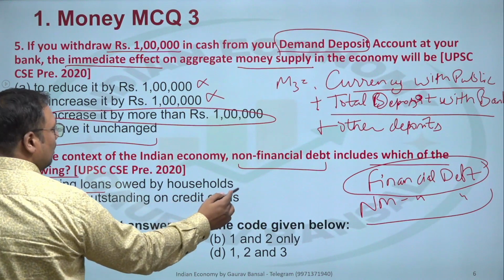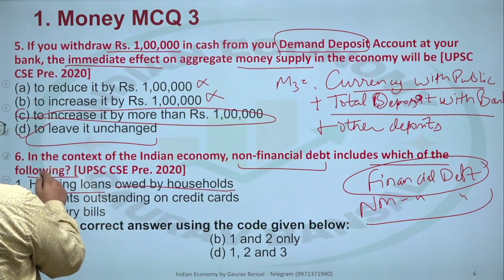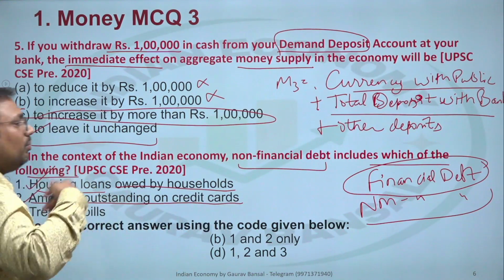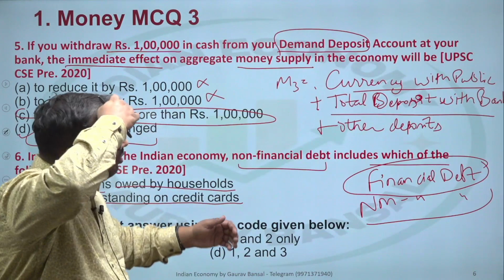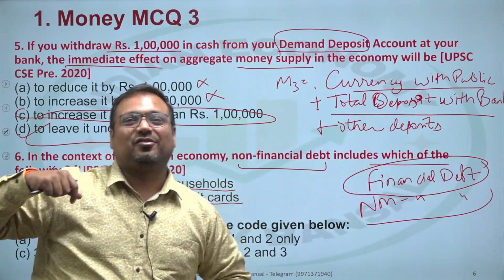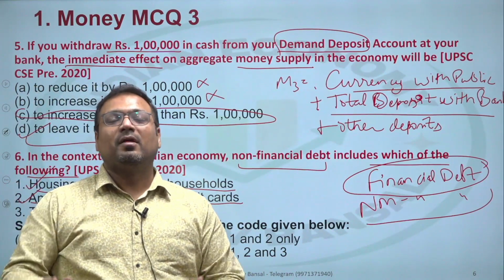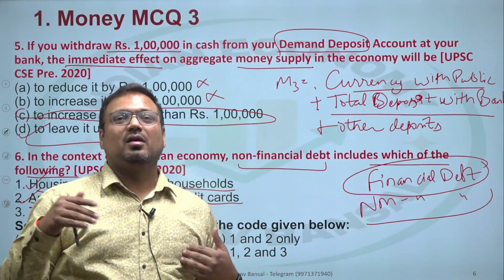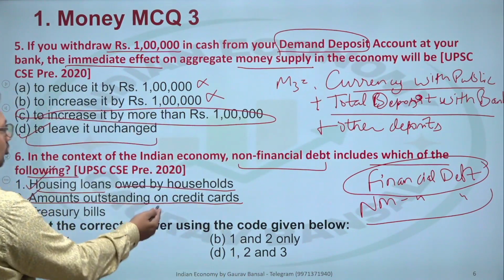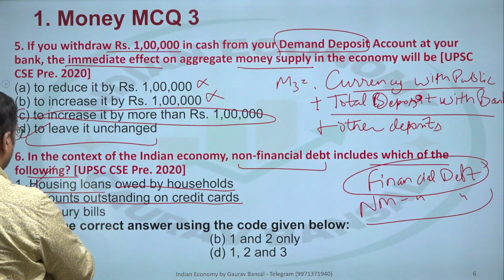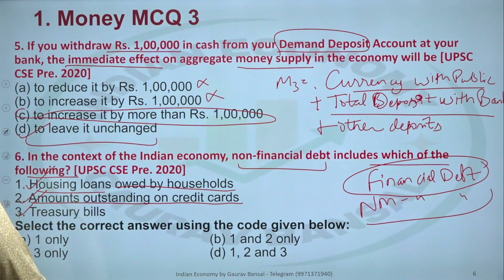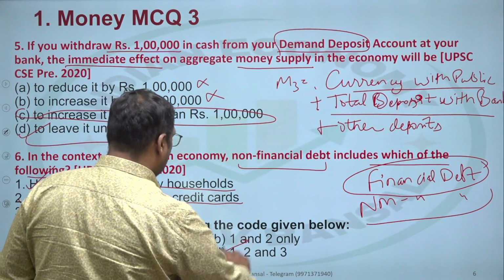Housing loan owed by household. So of course, these are non-financial. Amount outstanding on credit card. This is also owed by us to the bank. This is not debt of the financial institution. This is an asset of the financial institution. This is debt for common people. We take a credit card, okay, so this money we have to pay, this is our liability. So this is also non-financial debt. Treasury bill. This is a debt of government. So that is also non-financial debt. All of these in fact are non-financial debt. D, 1, 2 and 3.